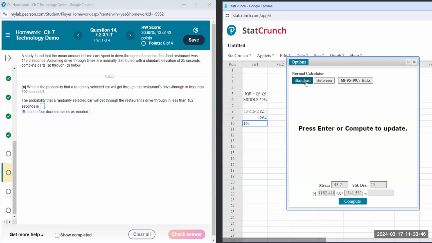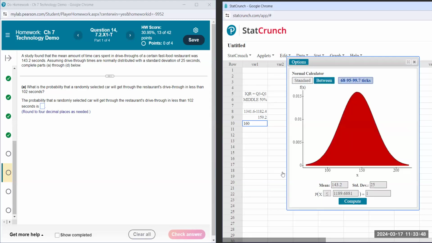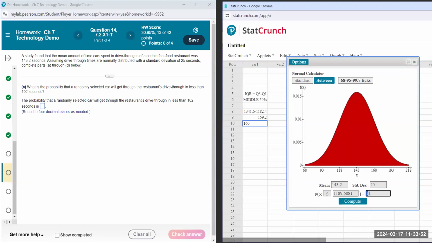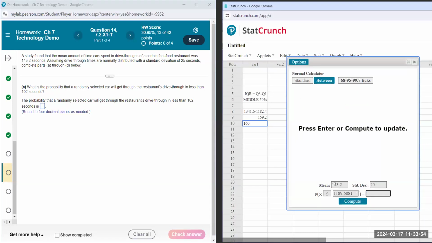Let me go back to standard. Okay. Tick marks. Sometimes it doesn't let me backspace this because I have 143 minutes, seconds, and then 1,118 seconds. That's kind of out of range. So that's why it didn't let me do that.